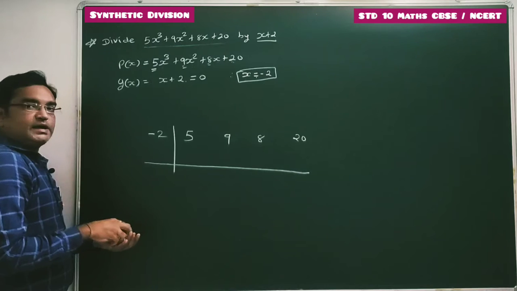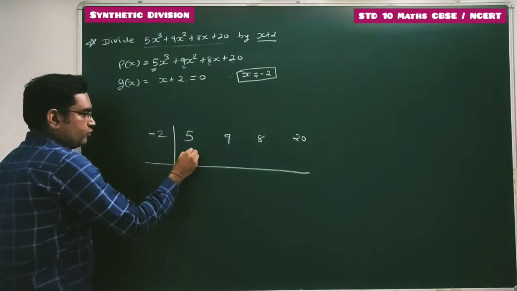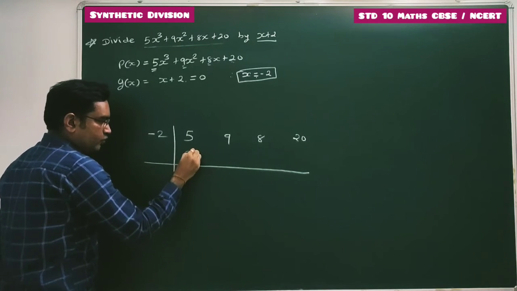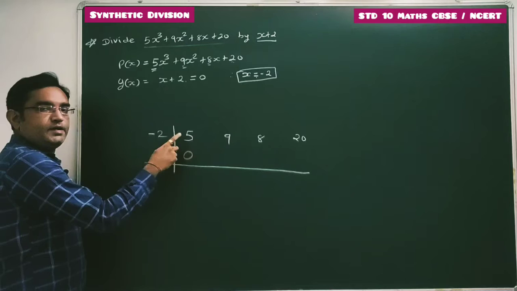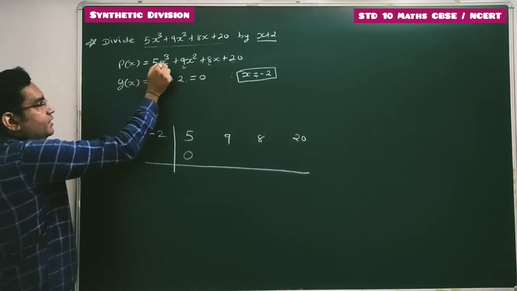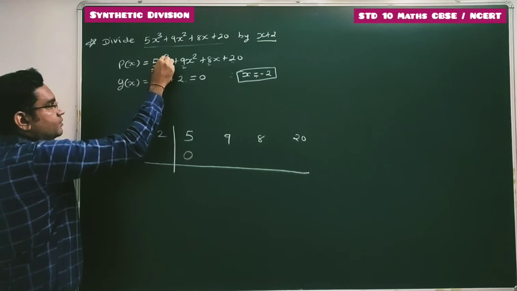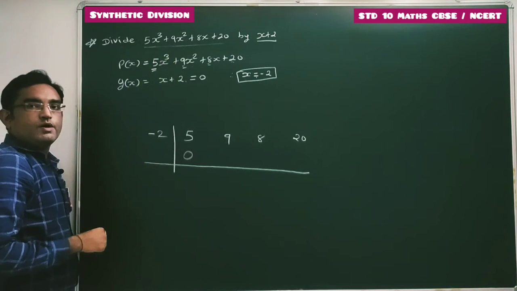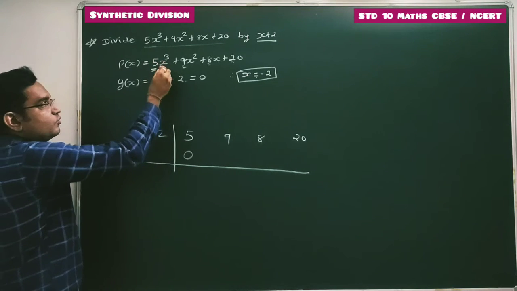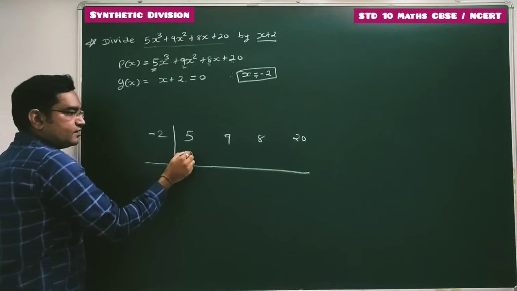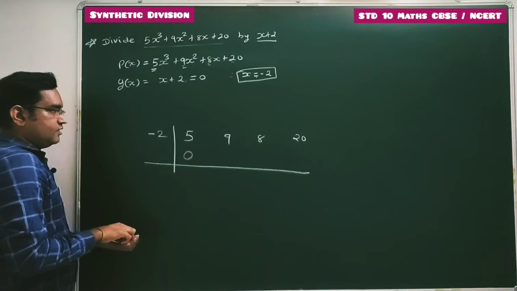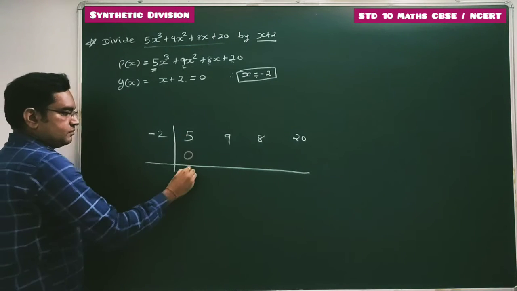The division starts with 0, which you have to put over here. We have to add 0 to the coefficient of the leading term of this dividend polynomial. What is the leading term? The term with the maximum power of variable x. The leading term has coefficient 5, so we add 0 to it. So what is 5 plus 0? It's 5.